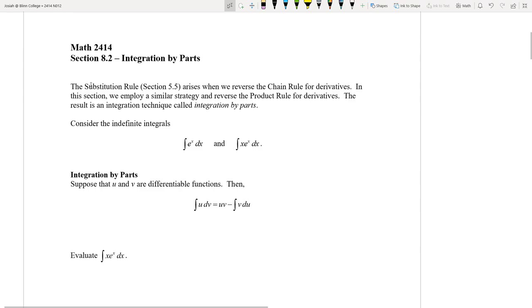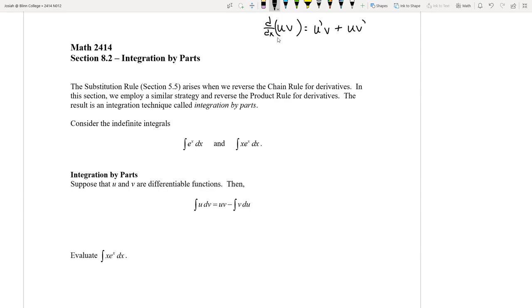So the substitution rule, or U substitution, arises when we reverse the chain rule for derivatives. In this section, we'll employ a similar strategy and reverse the product rule for derivatives. So we'll go ahead and consider the product rule for derivatives. If we have two functions multiplied together, and we are going to be taking a derivative of that product, we do the derivative of the first times the second, plus the derivative of the second times the first.